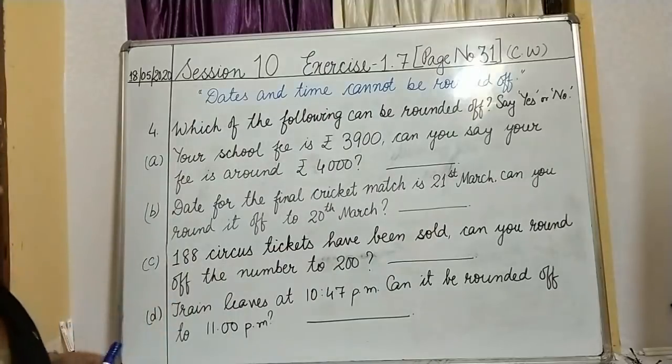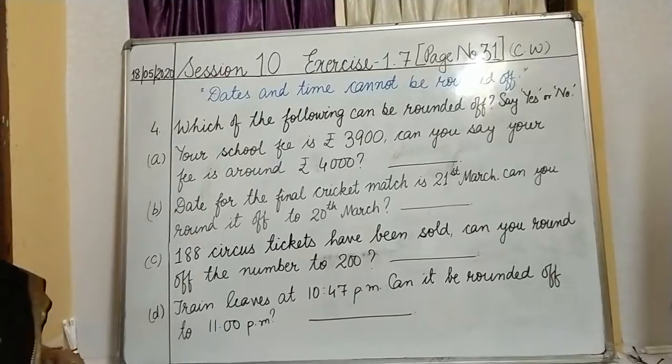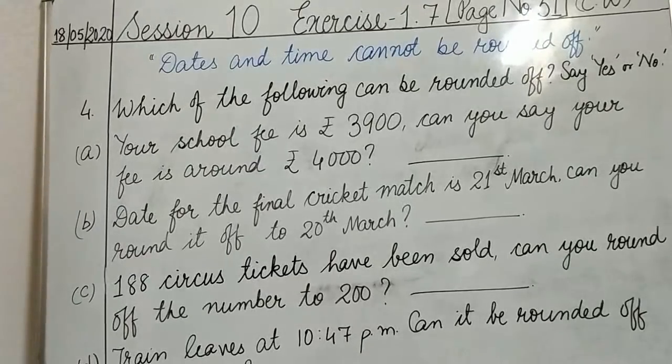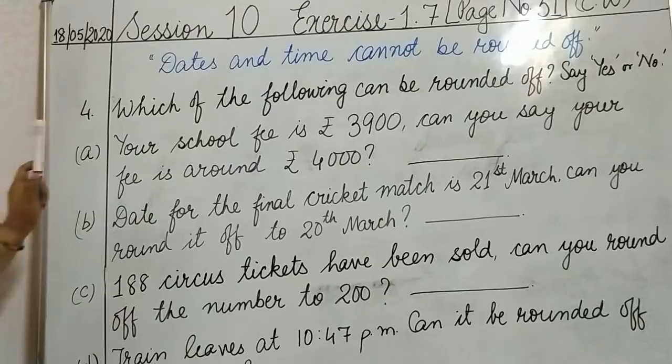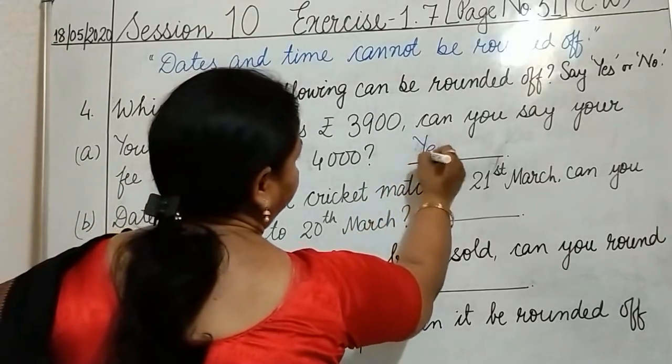I'll just read out the question for you. Which of the following can be rounded off? Say yes or no. The first question is, your school fee is rupees 3,900. Can you say your fee is around rupees 4,000? What will be the answer? Think. Yes. We can round off the money, that is rupees 3,900 can be rounded off to 4,000. So, the answer will be yes.